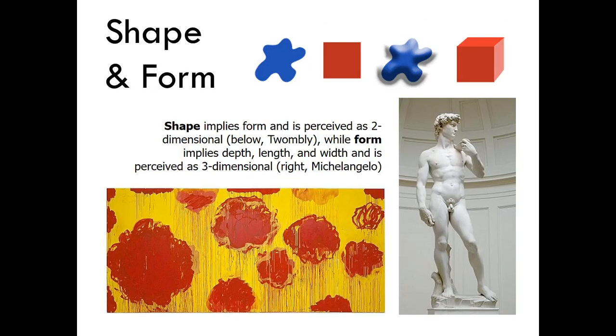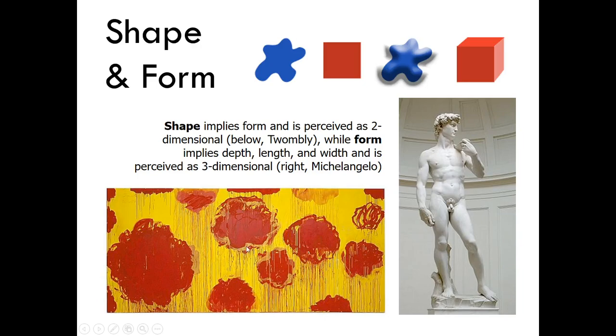Okay, shape and form go together because they're very similar. Shape implies form, and it's 2-dimensional. Form is 3-dimensional. Shape is an enclosed area. It might be enclosed with a line. It might be enclosed with a solid color. Form is an enclosed 3D area. So shape implies form and is 2-dimensional. Form is 3-dimensional. Okay? 3-dimensional means depth, length, and width.